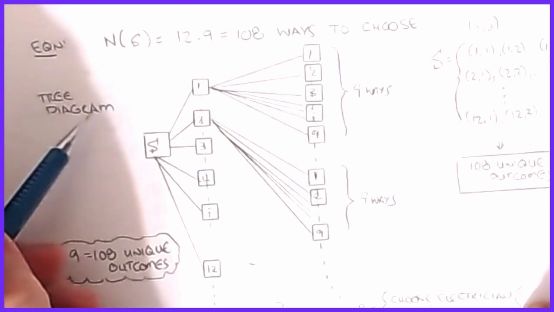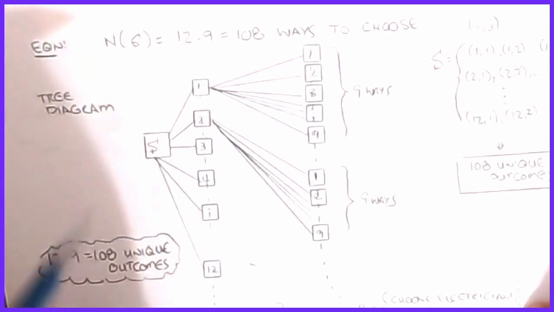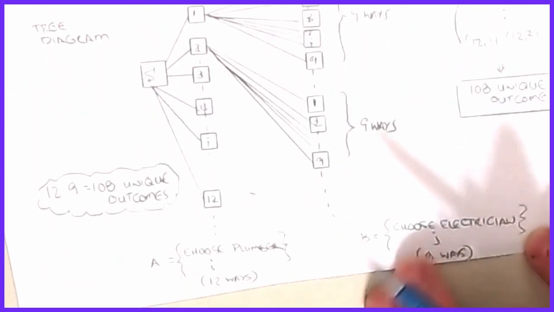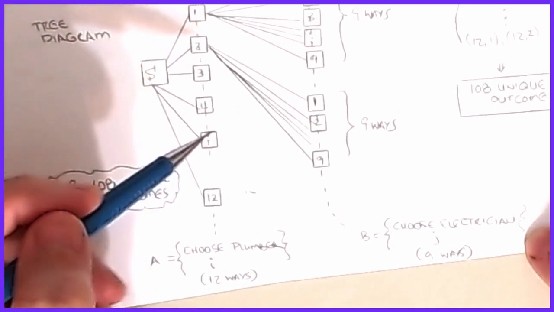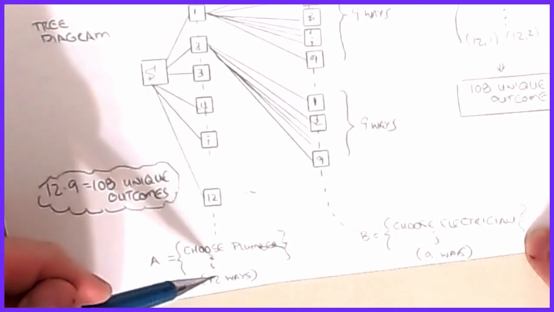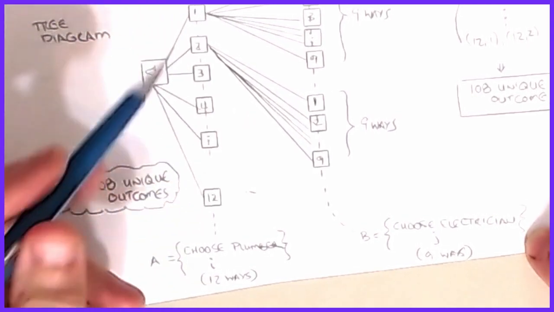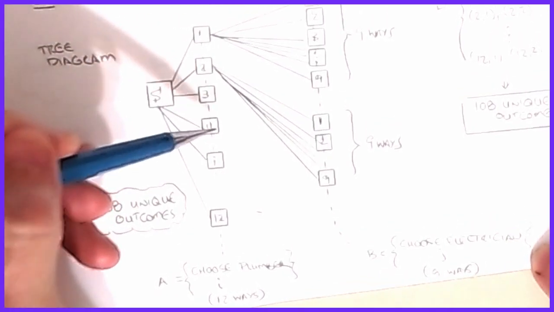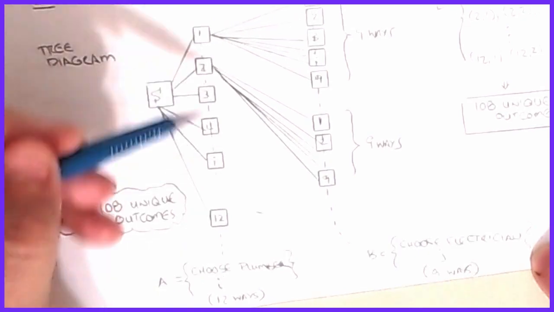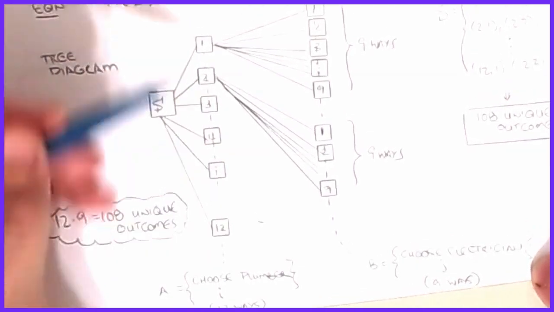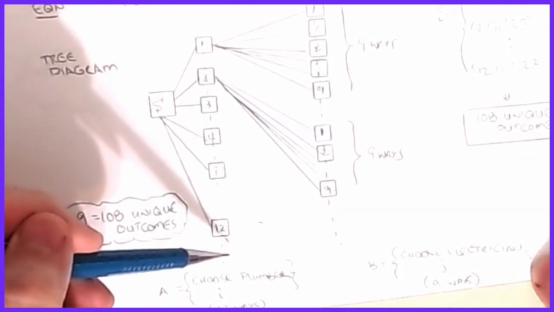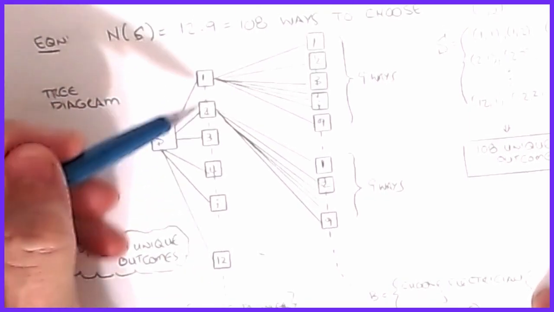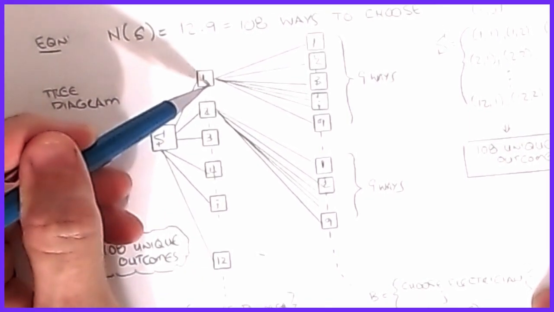So I'm going to call my first event the number of ways that I can choose a plumber, and we've numbered our plumbers 1 through 12 because there are 12 of them. So I could pull plumber 1, or number 4, or number 12, or any of the numbers in between. Now, I didn't draw all of them, but they are there.